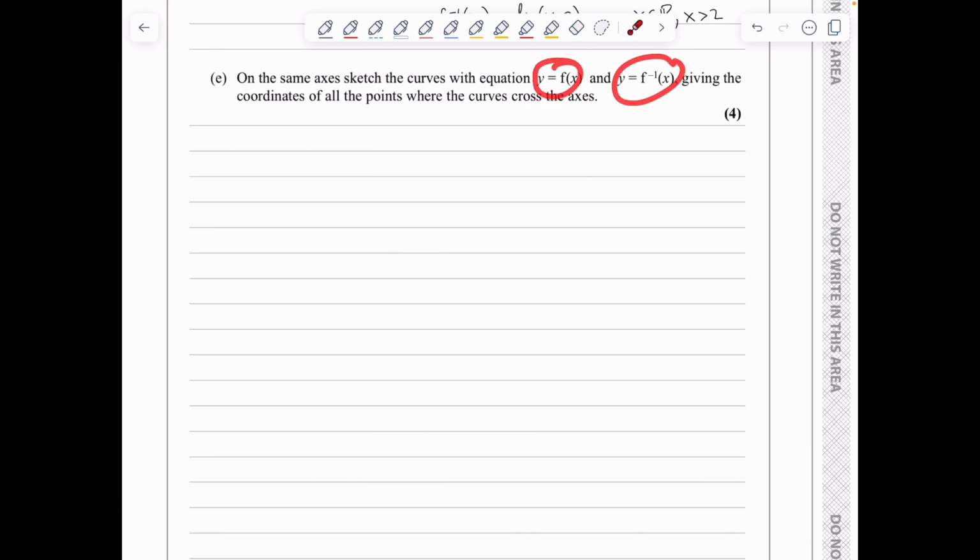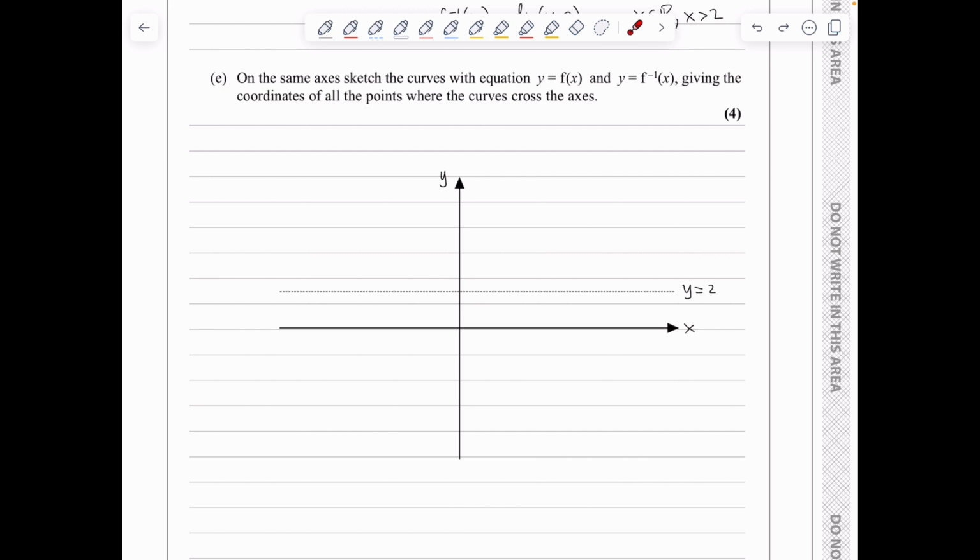In part D, we need to sketch the graph of f of x and f inverse of x, given the coordinates of all the points where the curves cross the axis. So I will start by drawing my x and y axis. Remember that f of x is e to the x plus 2. We have already established that the range of f of x will be all values of y greater than 2, because simply the line y equals 2 is a horizontal asymptote. So the graph of e to the x plus 2 looks something like this.